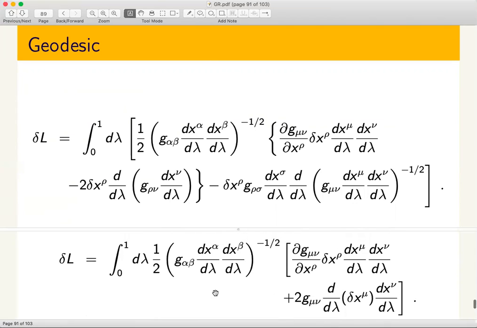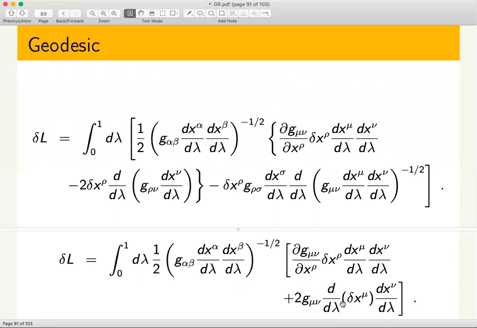So here's the equation. The first term in the curly bracket in the first row is the same as the quantity in the first row here. We haven't done anything to that. The second term in the curly bracket is a term where integration by parts acts on g mu nu times del x nu by del lambda. That is the piece.